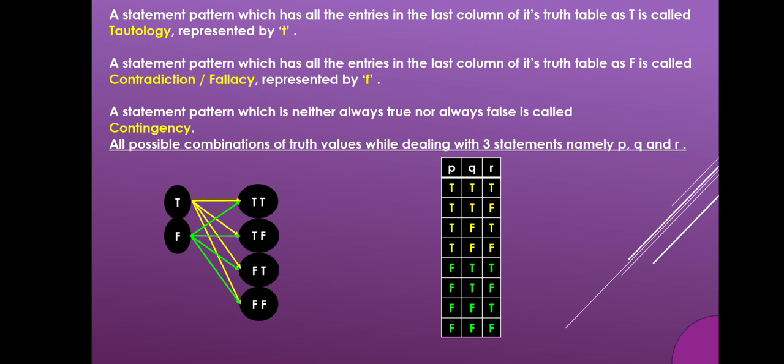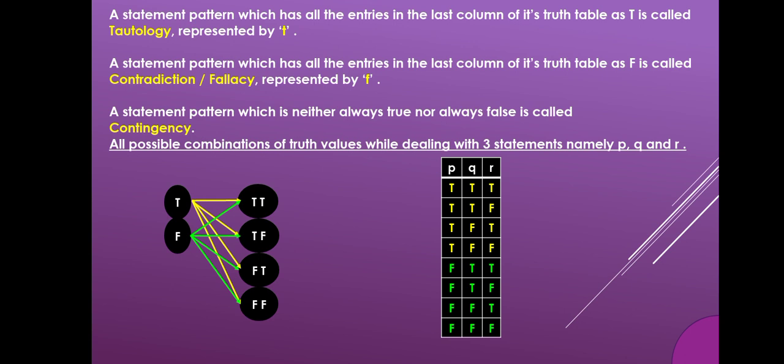All the possible combinations of truth values while dealing with 3 statements, namely P, Q and R, can be found out by this simple diagram. Write T and F in the first column and all possible combinations of truth values while dealing with only 2 statements in the second column. Now, draw a table with 3 columns for 3 statements, P, Q, and R. Look at the diagram and start connecting T in the first column with all the elements in the second column one by one. Simultaneously, write it down in the table in rows.